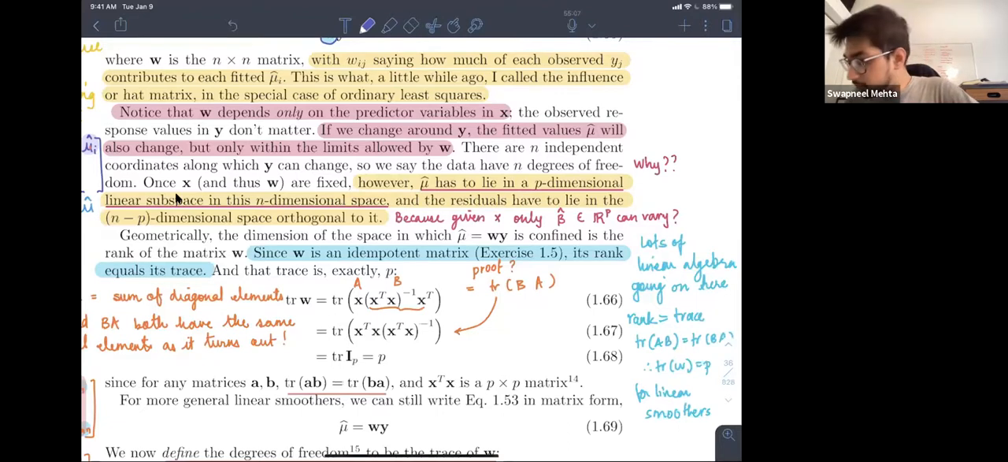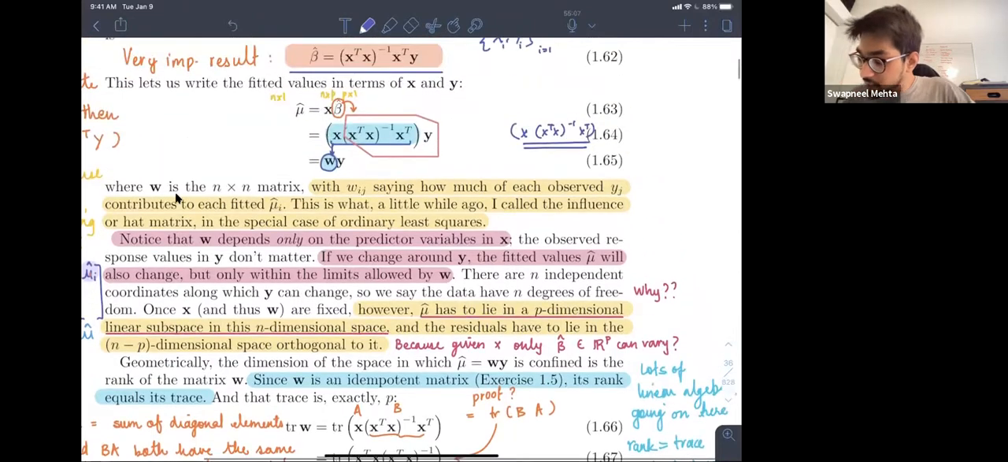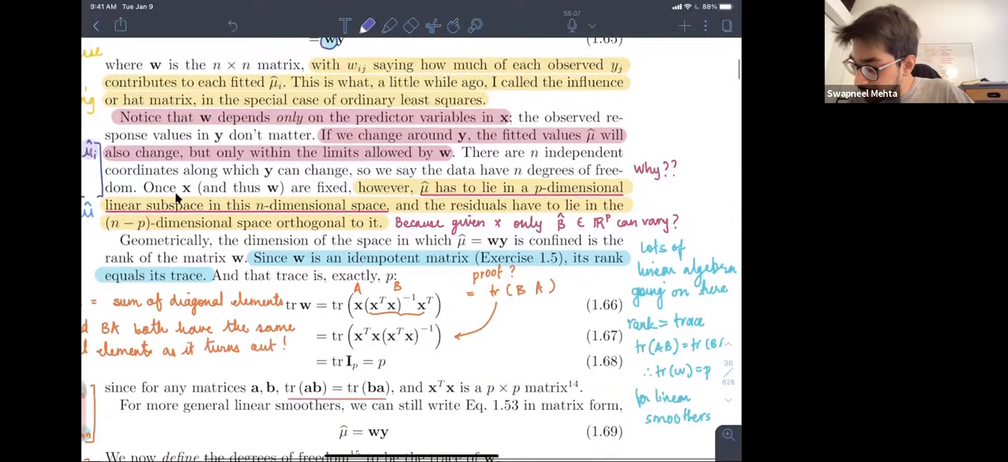I keep hearing someone, but maybe not. So what it's trying to say is W has to vary on a p-dimensional space within this n-dimensional space of x's and y's.